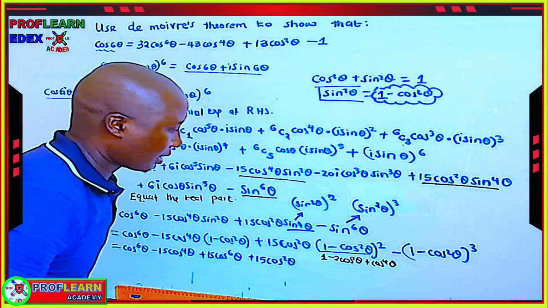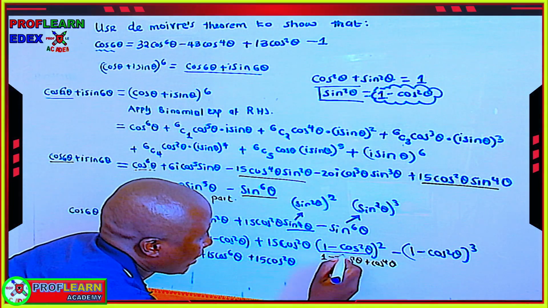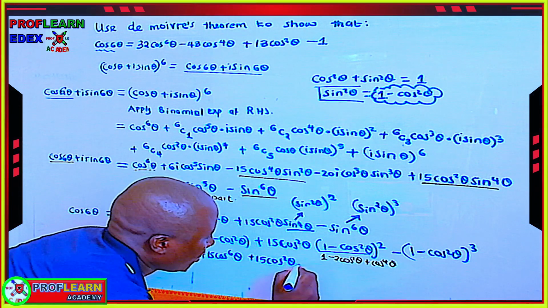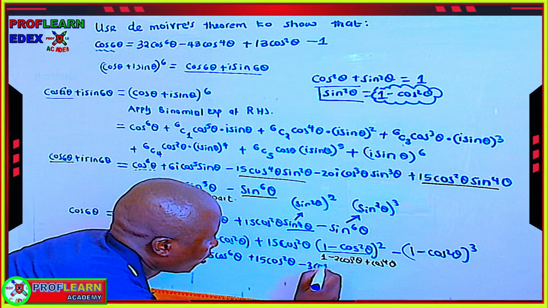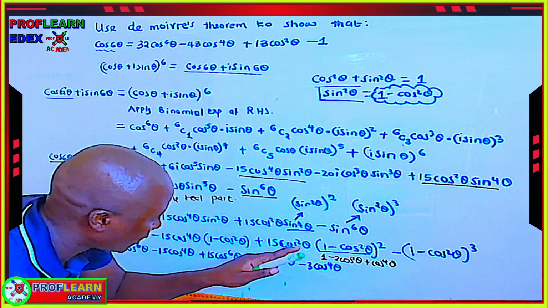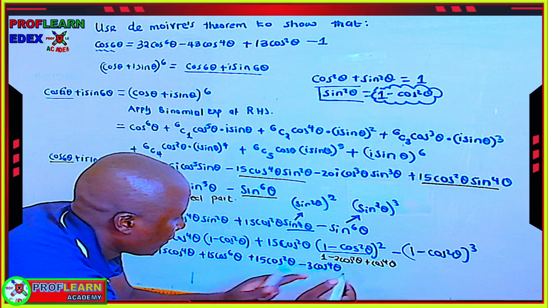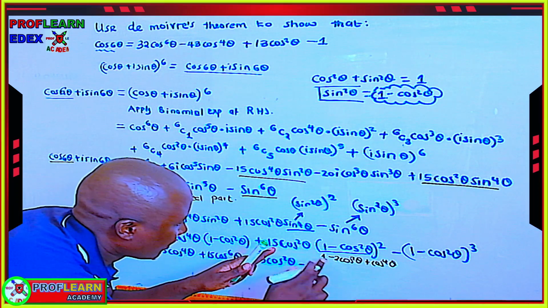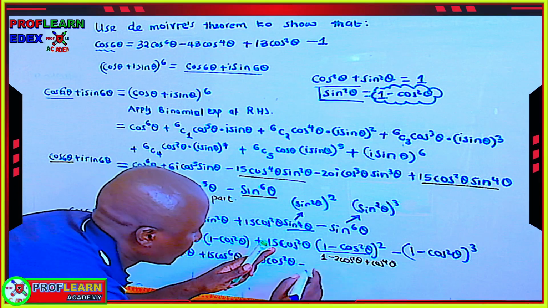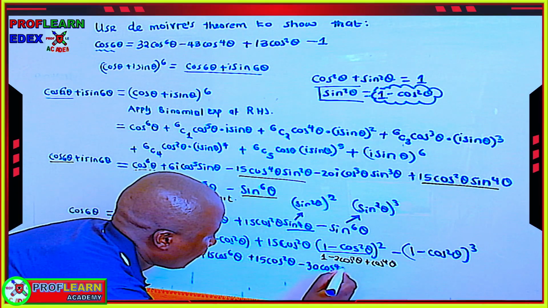Are we together at that point? Yes. So again, 15 times minus 2 will be minus 30 cos power 4 theta, because this is power 2, multiplying with power 2 will be power 4. Yeah, let me write it properly. 15 cos squared theta times negative 2 cos squared theta will be negative 30 cos power 4 theta.